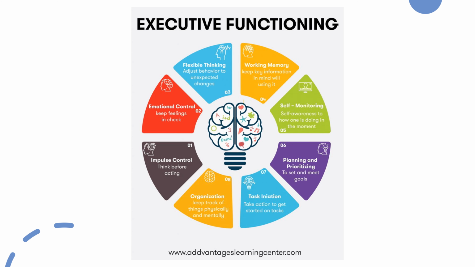This is a really nice diagram to give you an insight into what we mean when we refer to executive functioning. It's quite a broad term that encompasses a number of essential skills, including working memory, self-monitoring and self-awareness, planning, task initiation, organisation, impulse control, which is the ability to think before we act and inhibit behaviours that will elicit a negative response, emotional control, and flexible thinking, so being able to adjust to changes and sustain or shift attention in response to different demands or settings.